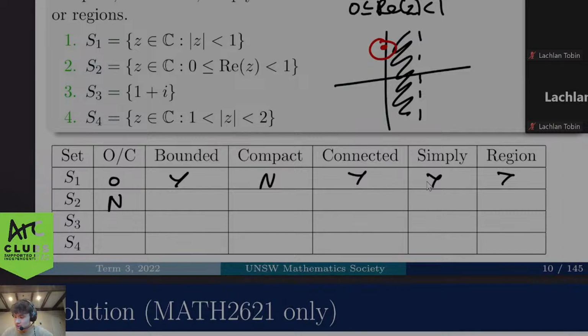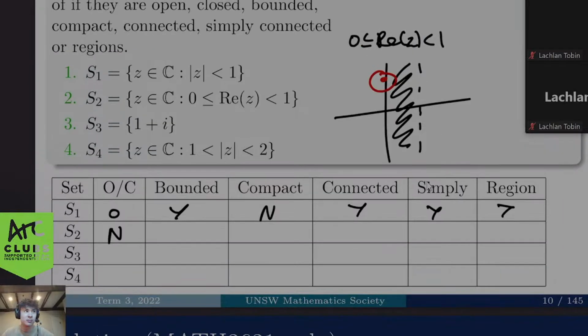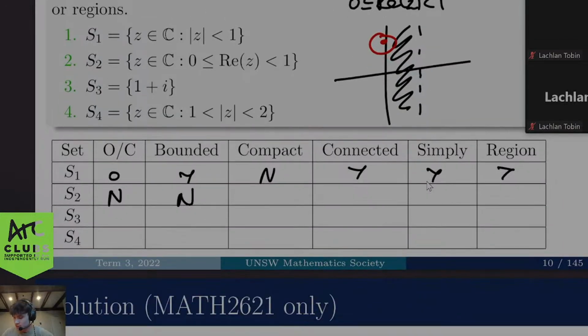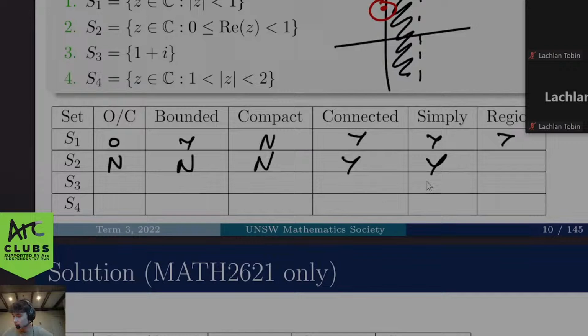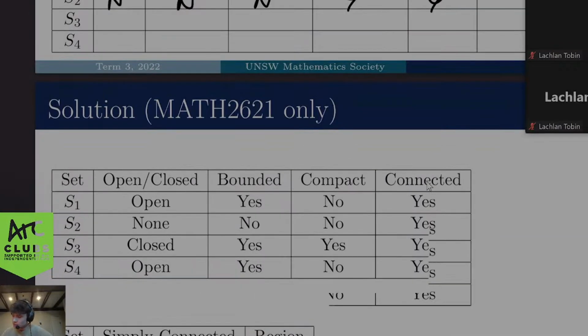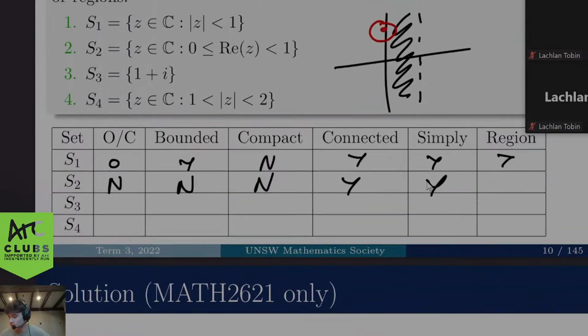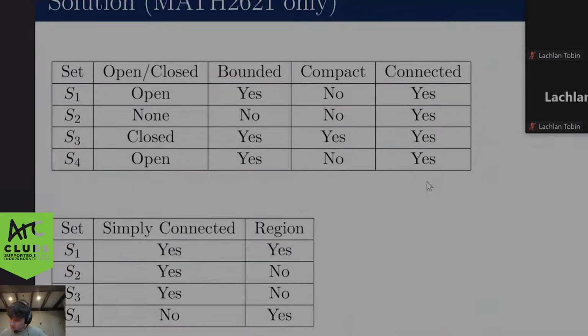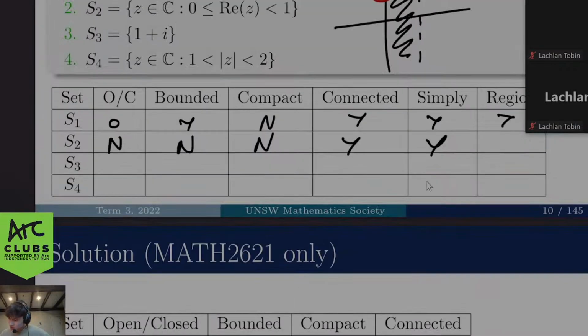In terms of bounded, no, it's not bounded because you can see that it goes up and up and up. Compact, it's not closed, so it can't be compact. Connected, yes, it is connected, and it is also simply connected because there aren't any holes. Is it a region? It's not a region because it's not an open set. So it is not a region.